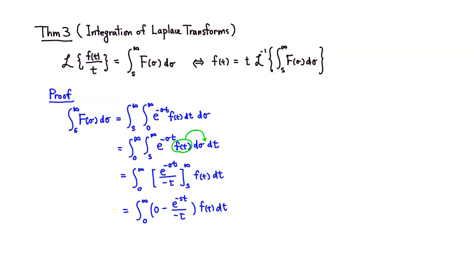But you can see that we can clean it up. 0 really doesn't do anything, and the negative sign, double negative, cancel out. So we can clean it up as the integral from 0 to infinity of e to the negative st, then f of t over t dt. By definition, this is just the Laplace transform of f of t over t. So that proves theorem number 3. That's it. I hope that this was clear.